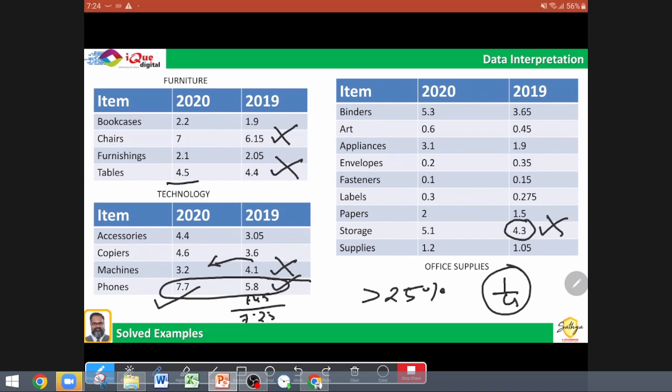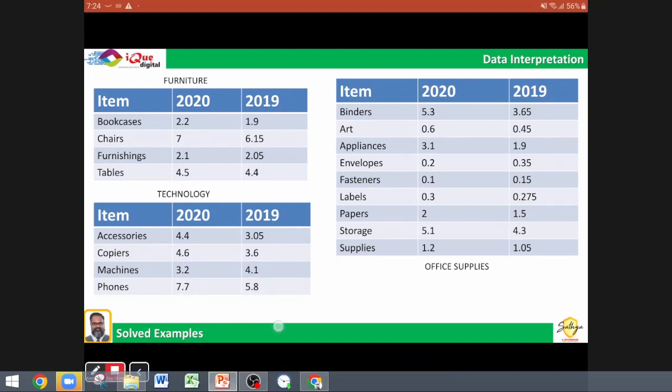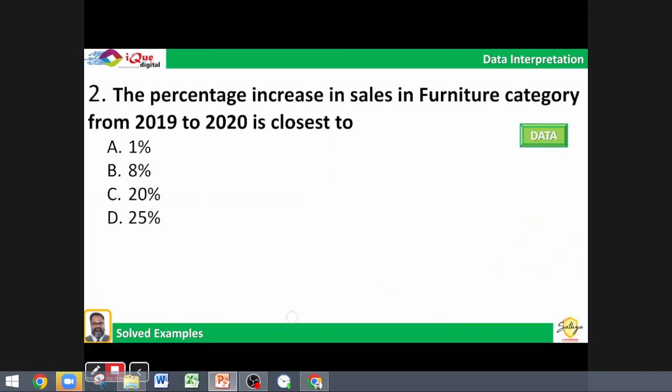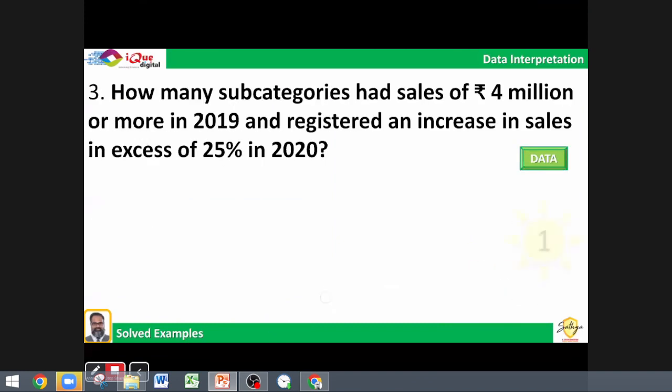So it doesn't work. So there's literally just one category in which the 2019 data is more than 4 million and the increase is more than 25%. So if you can quickly work that out, right? You just have to identify 5 numbers which are more than 4 million, and then 25% increase is 1/4 increase. So orally you can find this out. There's only one category which satisfies, that is phones. So the answer to this, it was a type in the answer. You just had to type in the integer 1. So this is easy to get. Understood this one?